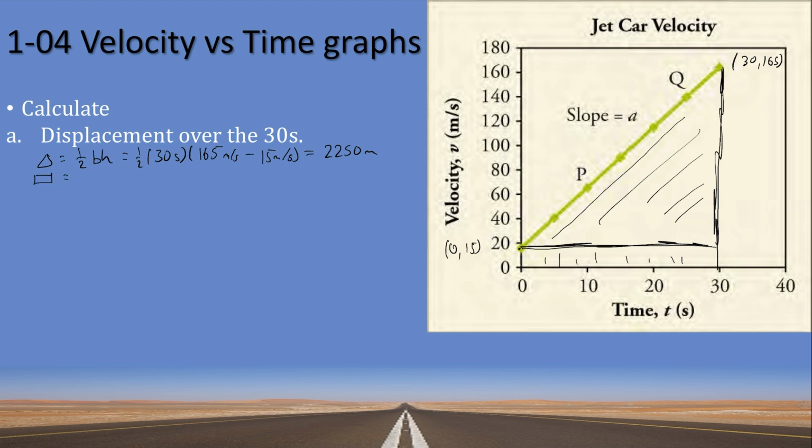For the rectangle on the bottom, the area is just base times height, so that is 30 seconds. And the height of the rectangle would be from 0 to 15, so that would be 15 meters per second. You multiply those, and you get 450 meters. So then you total, and it looks like our total displacement is 2,700 meters over the 30 seconds.